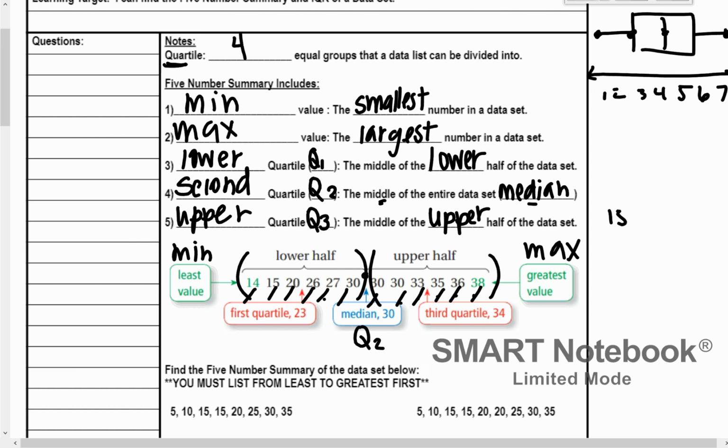Remember, if we have just 1 number in the middle, like this was our Q2, we crossed off and evenly had just 1 number in the middle, we don't include it in either group. But when there's 2 in the middle, we include the one on the left in the lower half, and the one on the right in the upper half. When there's 1 number in the middle, we just leave it there and make the groups without it.